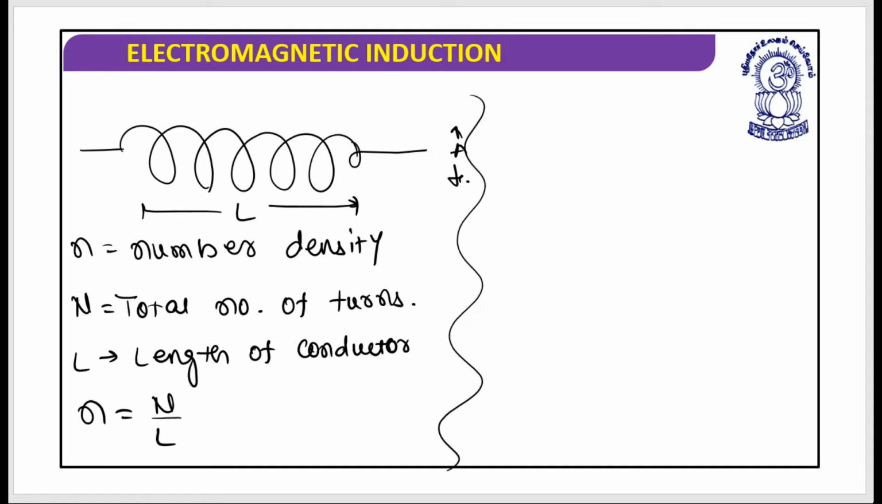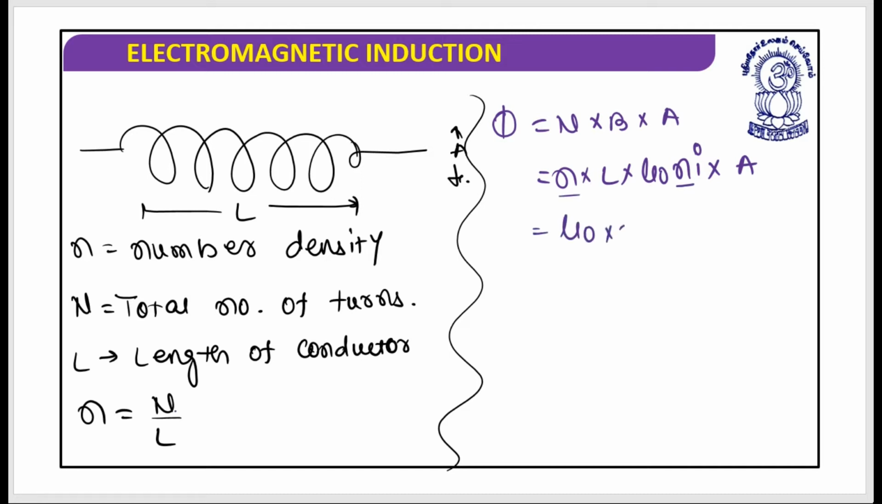So what I can write is phi is equal to N into B into A. And while I write this capital N, I can write it as n multiplied by L. This B could be written as mu naught into n i into area A. So it's mu naught into n squared multiplied by A multiplied by L multiplied by I. This is phi.